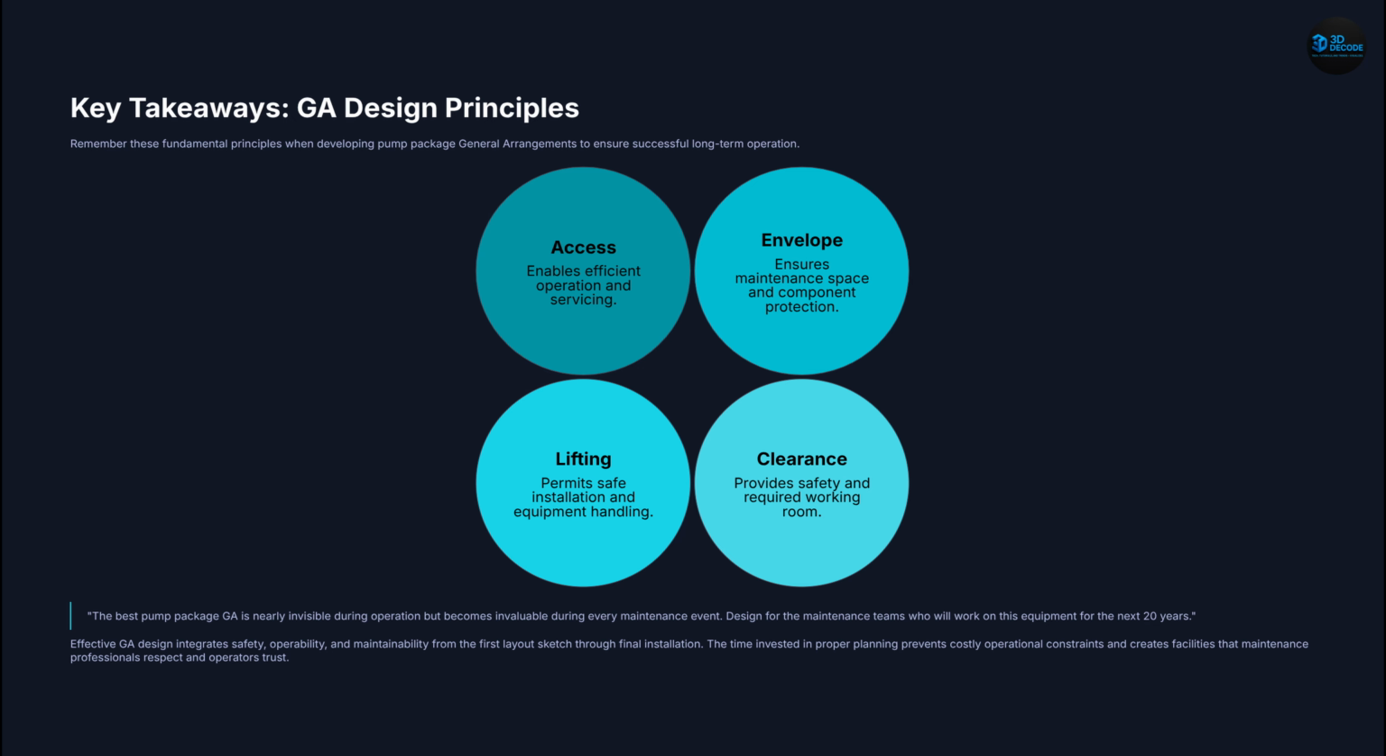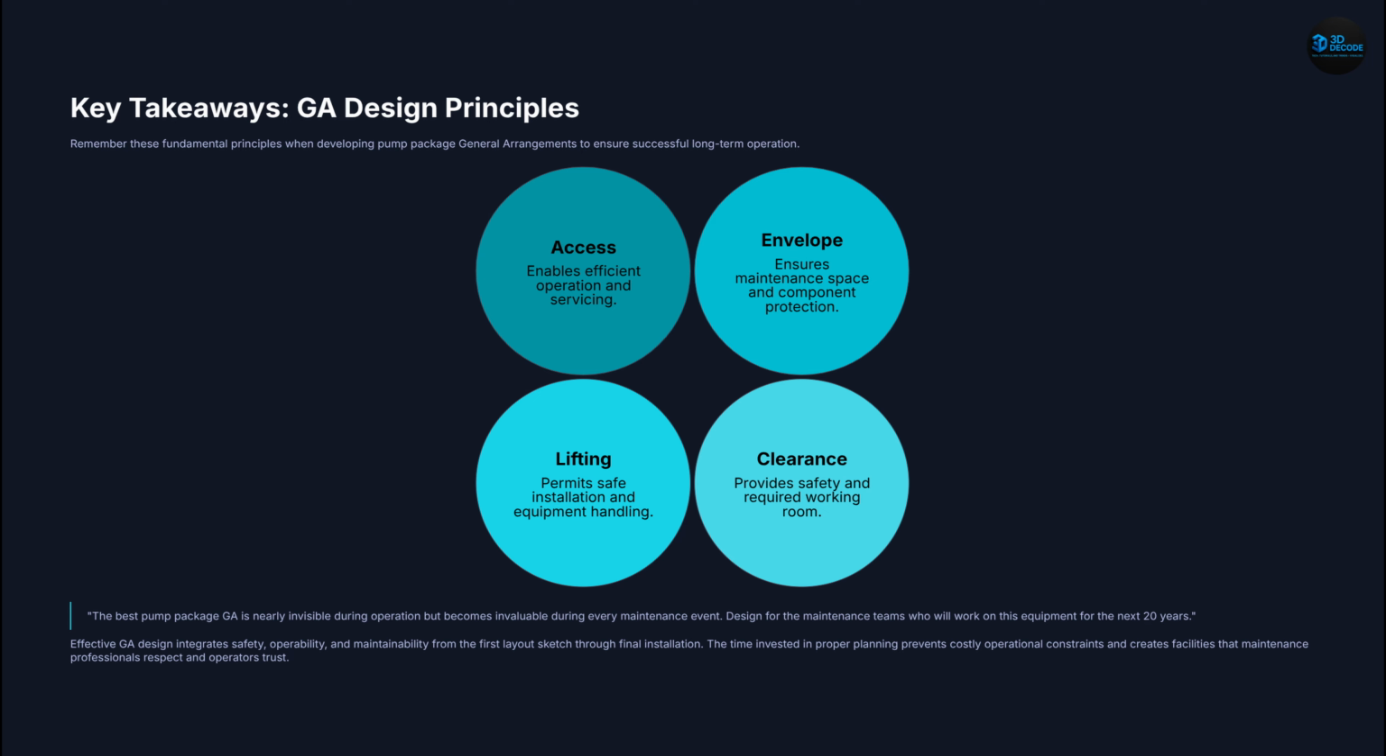Next, key takeaways: GA design principles. So let's bring everything together. Great pump package GA design is built on 4 core principles: access, envelope, lifting, clearance. Access ensures efficient operation and maintenance. Envelope protects future maintenance capability. Lifting enables safe installation and equipment handling. And clearance ensures safety and operational reliability.